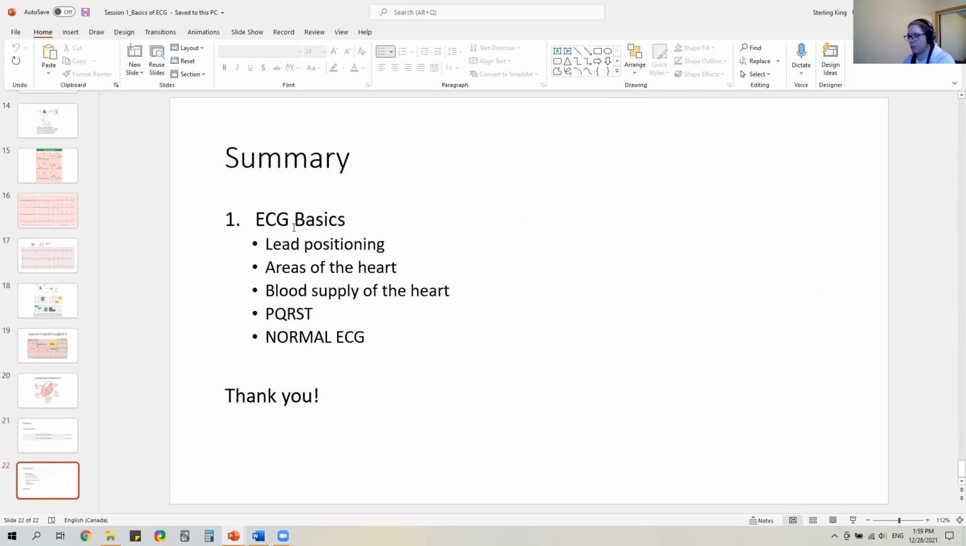So in summary, we covered ECG basics, lead positioning, areas of the heart, blood supply of the heart, PQRST, and what a normal ECG looks like. And remembering that the R wave gets bigger as you go from V1 to V6.